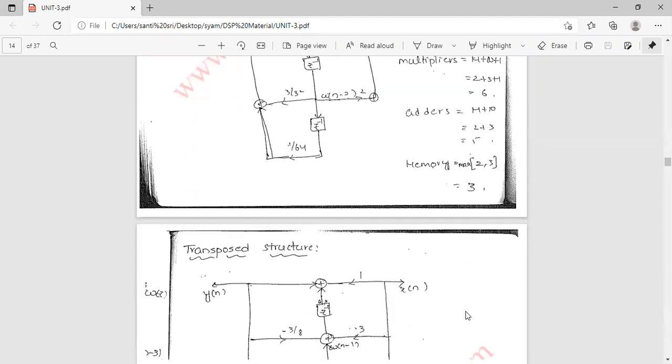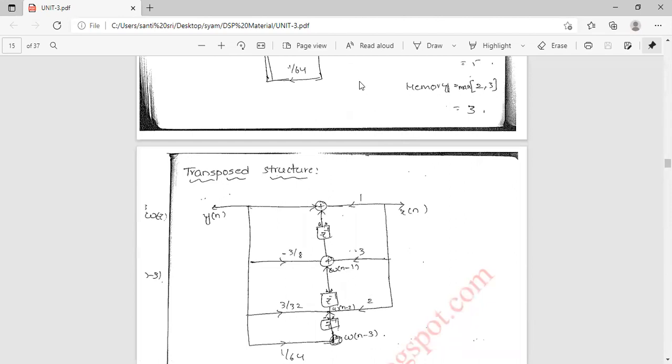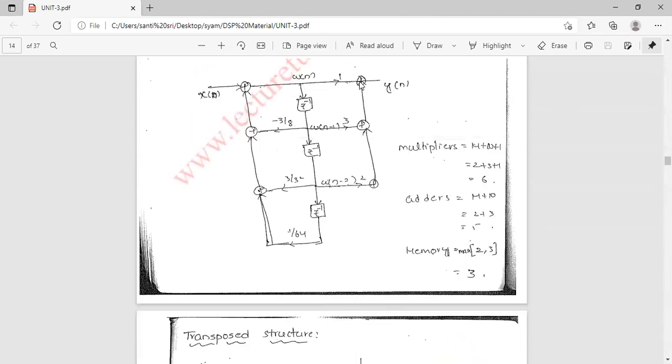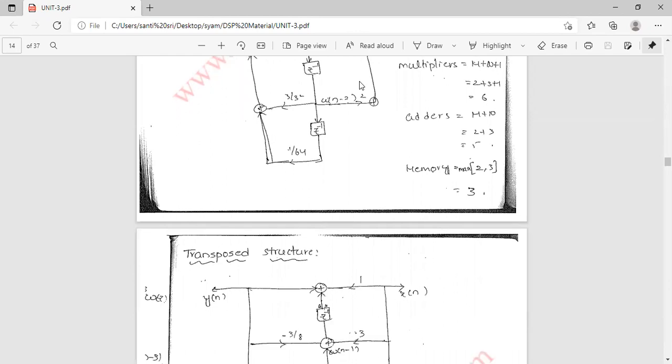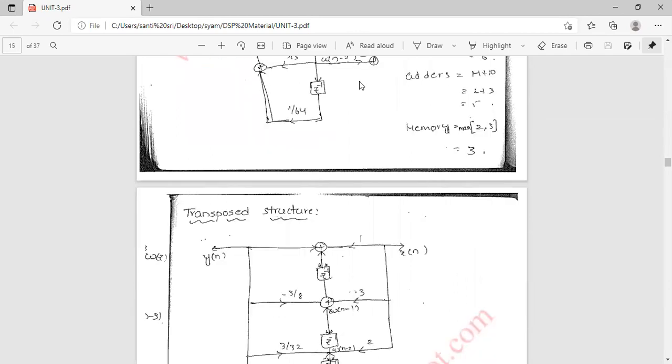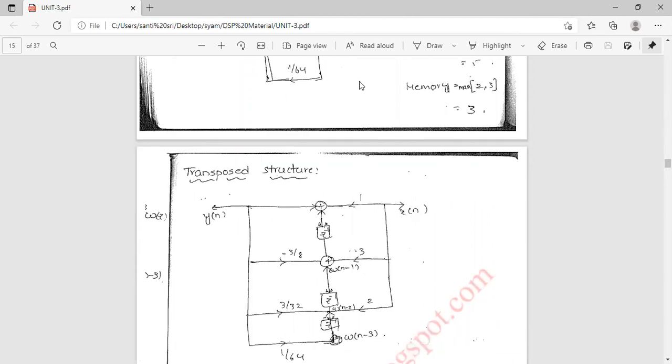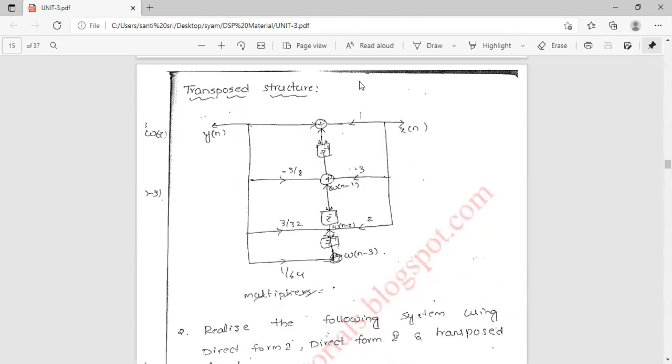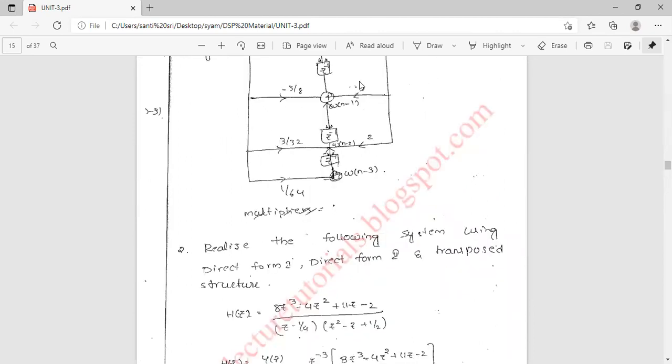For the transposed structure, from direct form 2 we interchange inputs and outputs. After that, interchange the directions. After that, interchange the adders and nodes. This is the transposed structure. This is about this problem.